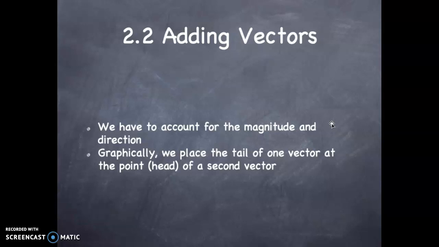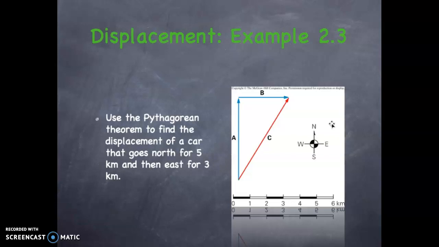Adding vectors. We have to account for the magnitude and direction when we add vectors, and you will see that there's a graphical way of adding them, and we place the tail of one vector at the head of the other. And in this case, let me now show you one important case of the use of the Pythagorean theorem. As you recall, it is an equation that involves a right triangle. Here one side of the right triangle is length A, pointing from top to bottom, and the other vector B pointing from left to right.